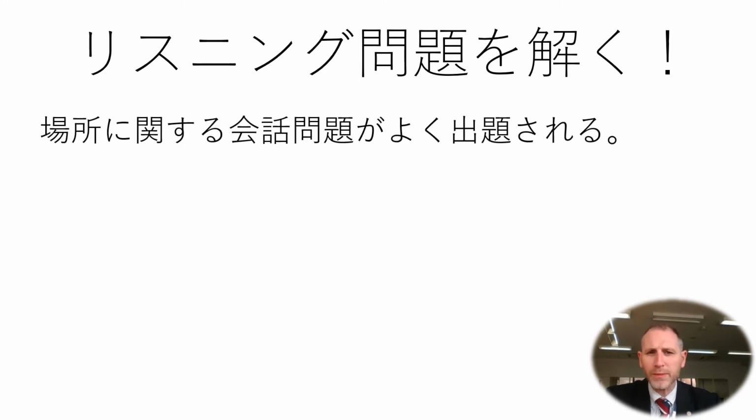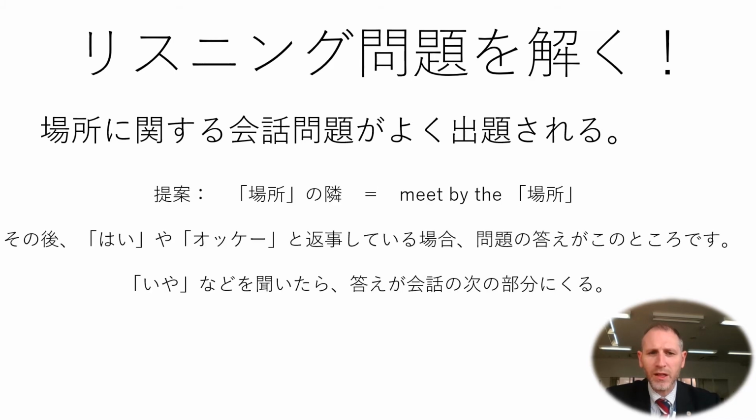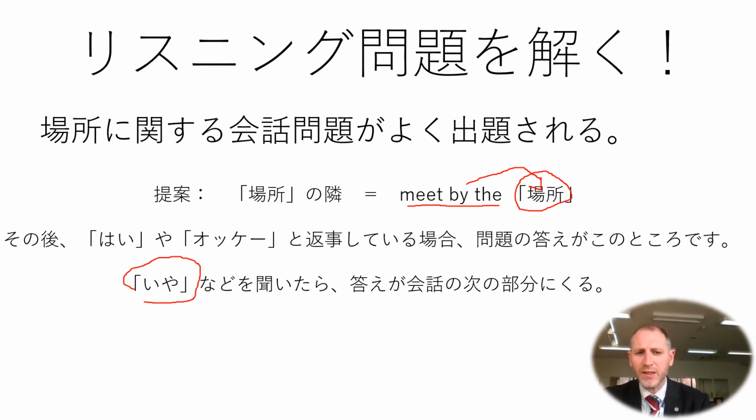So here we go. We're talking about a place where two people are going to meet. So usually when it's a place where people are going to meet, we have something like, let's meet by the. And if the conversation ends there, by the, usually this would be the answer. But if you hear something like iya in Japanese or in English, no, I can't, how about? Usually the answer to the problem comes after this kind of phrase. So, no, I can't, how about? Okay, so let's move it on.